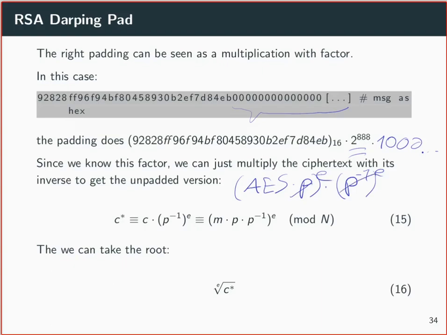p and its inverse will obviously cancel out, since the definition of the multiplicative inverse was that the element multiplied with its inverse is 1, right? So then the paddings have cancelled out. We have just the small message, which is our AES key. And then we can again just take the root. This is called the Darping Pad.